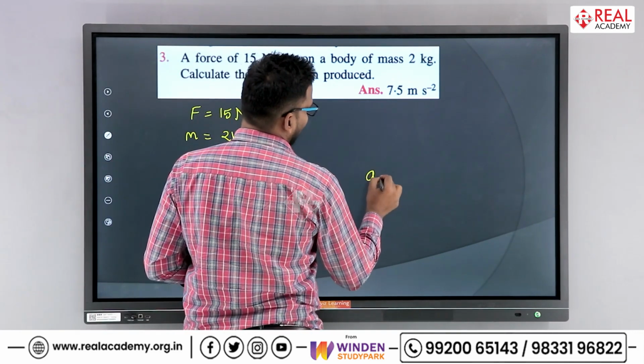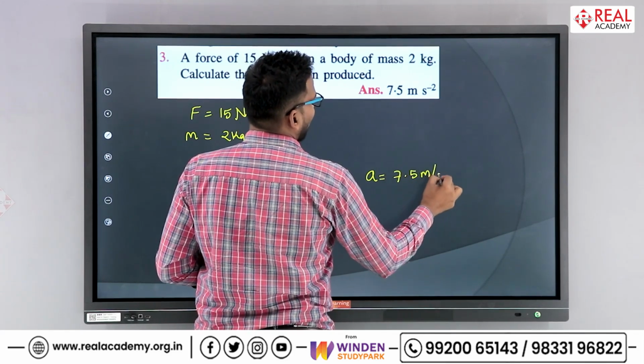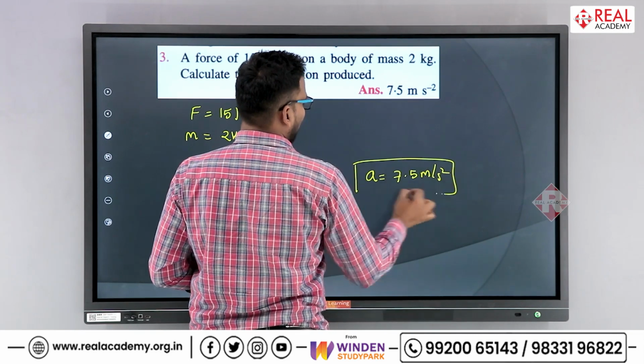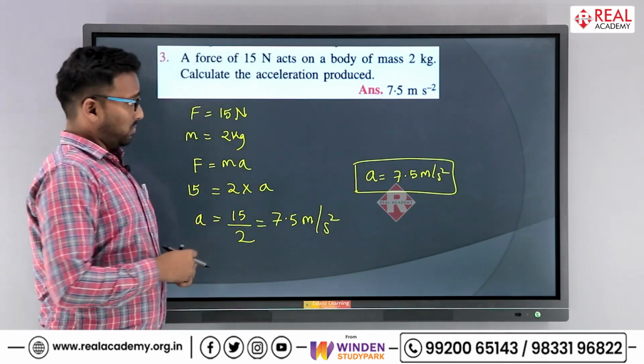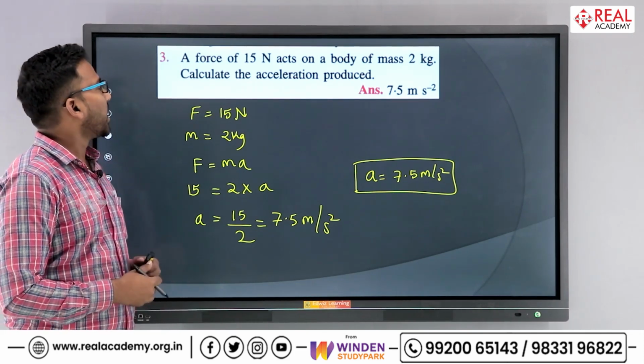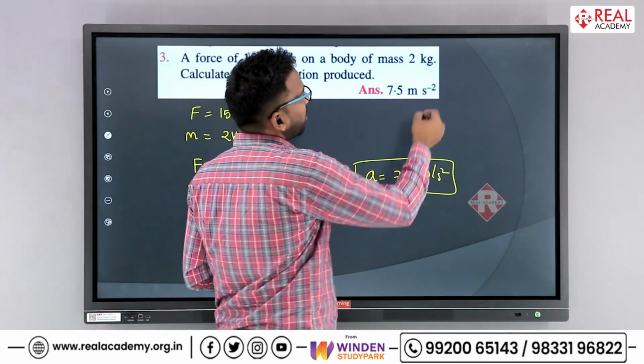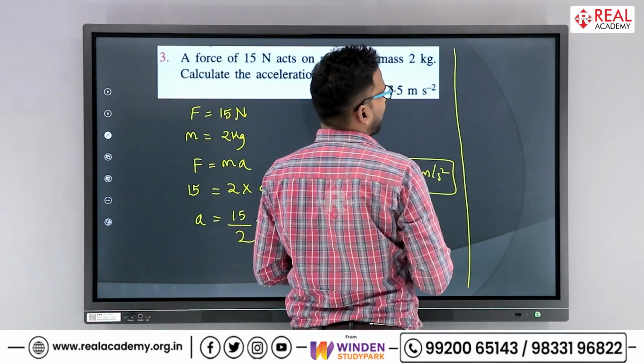So the acceleration here is 7.5 meter per second square. Clear? 7.5 meter per second square, right? So let us try to recall all those three laws at a time now.